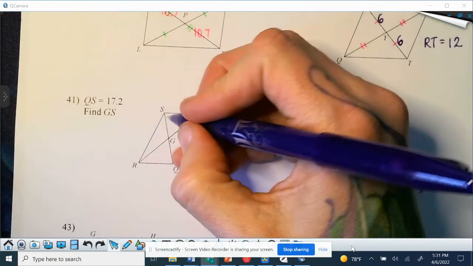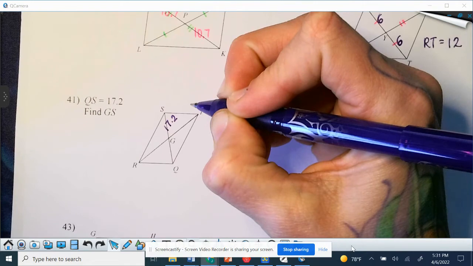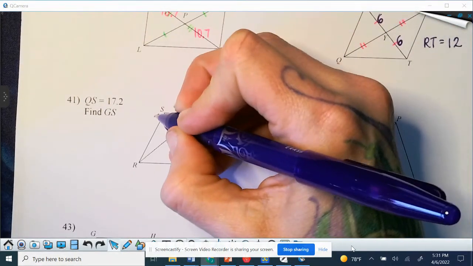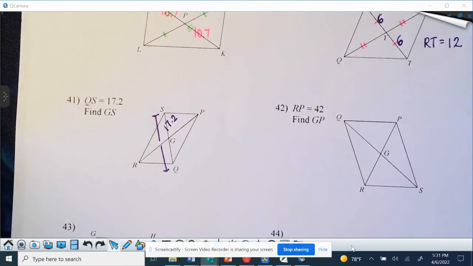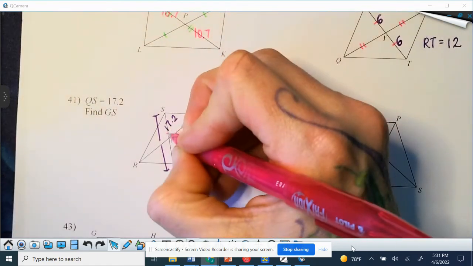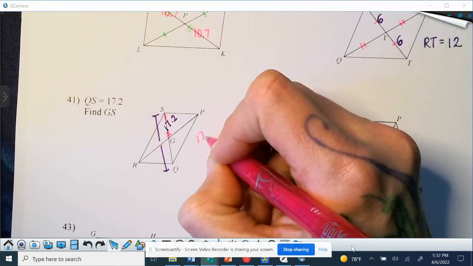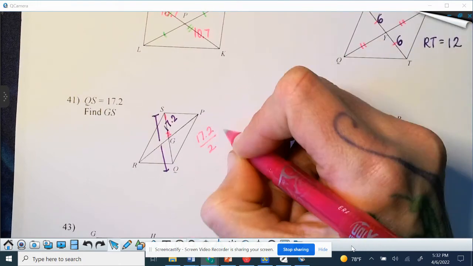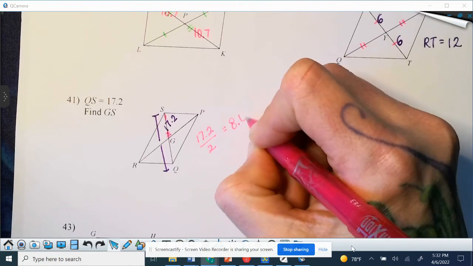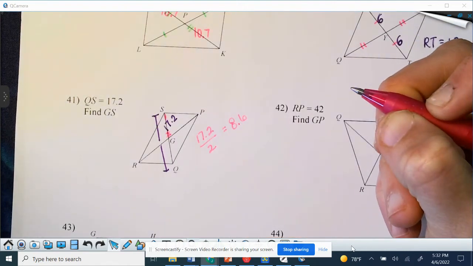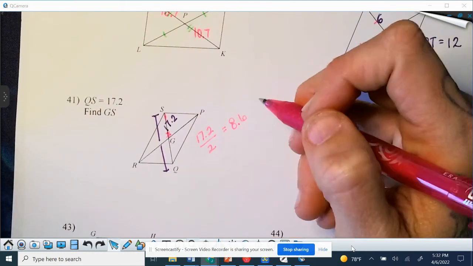So QS, the whole thing, is 17.2. So if the whole thing is 17.2 and they want to know what GS is, so just this portion alone, then that means 17.2 divided by 2, because it is bisected, is going to give us 8.6.